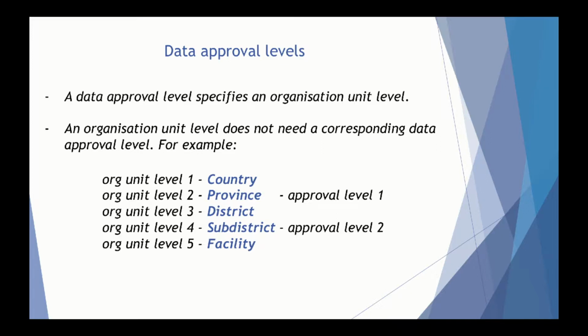And then maybe the next time in my implementation I want to approve data is at the province level. So the province can't approve until all the sub-districts in that province have approved. But you can define as many or as few organization unit levels as you want as data approval levels. So notice the difference in the numbering. We talk about org unit level 1, 2, 3, 4, 5, but then we talk about approval level 1 and 2. So in the future slides, try to keep that distinction clear in your minds.